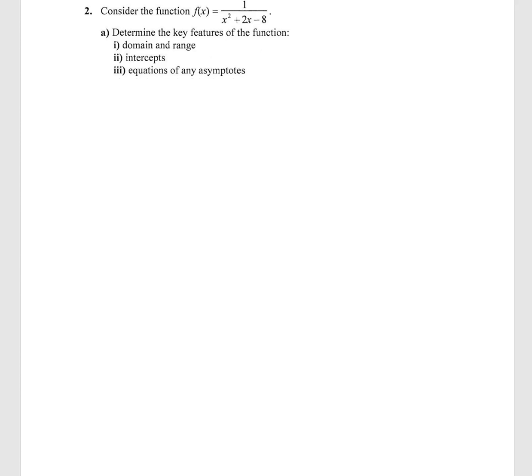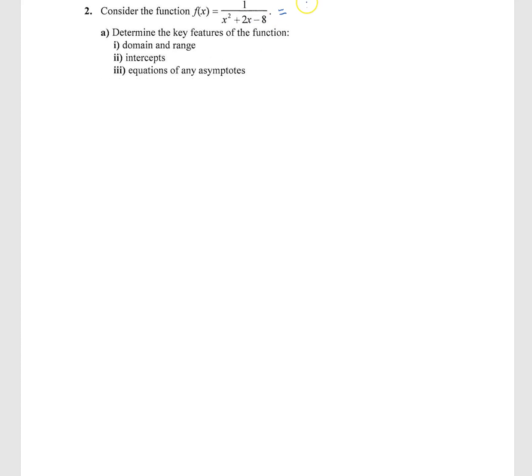Short answer question 2 asks us to consider the function f(x) = 1 over x² + 2x − 8. It asks us to determine the key features of the function, such as the domain and range, intercepts, and equations of any asymptotes. So the first thing we want to do is look at this function, f(x), and factor the bottom of this fraction, because that's going to help us determine these key features better.